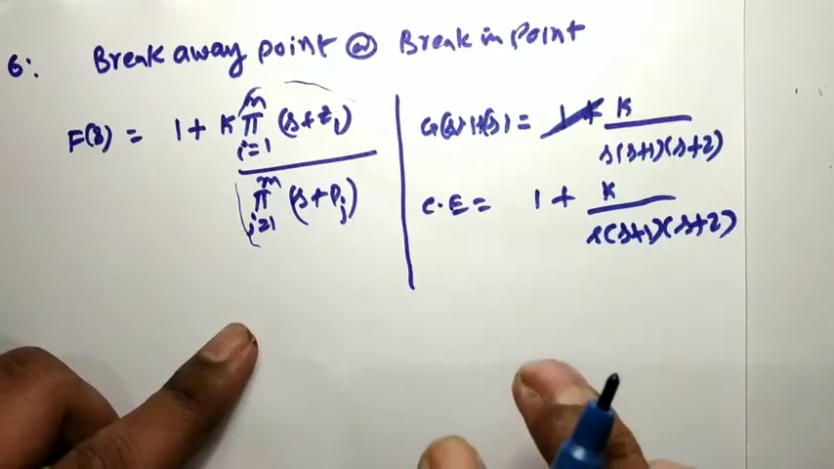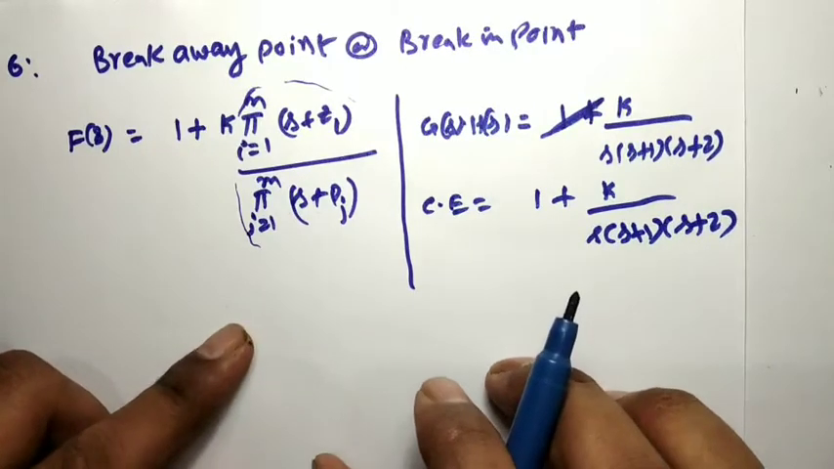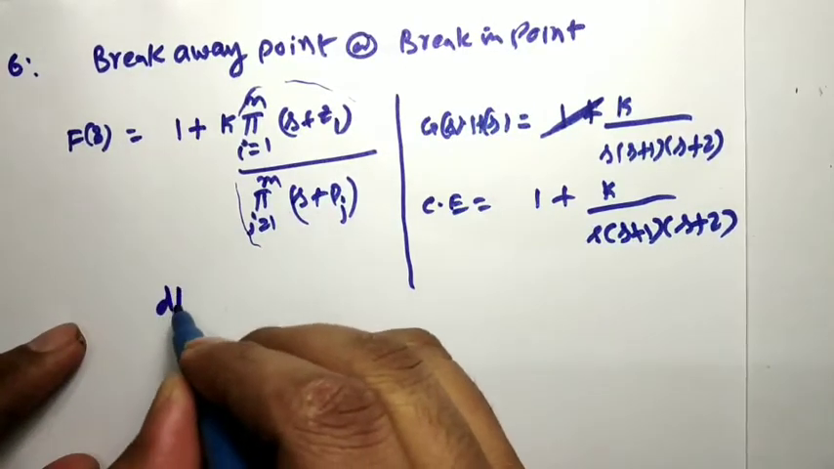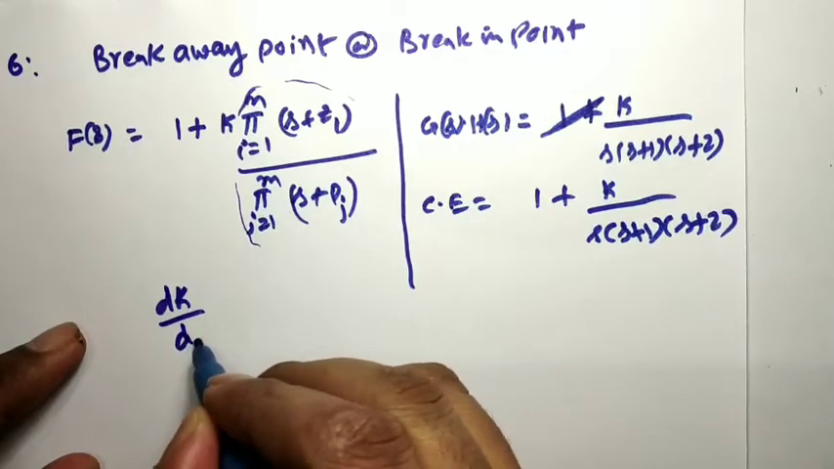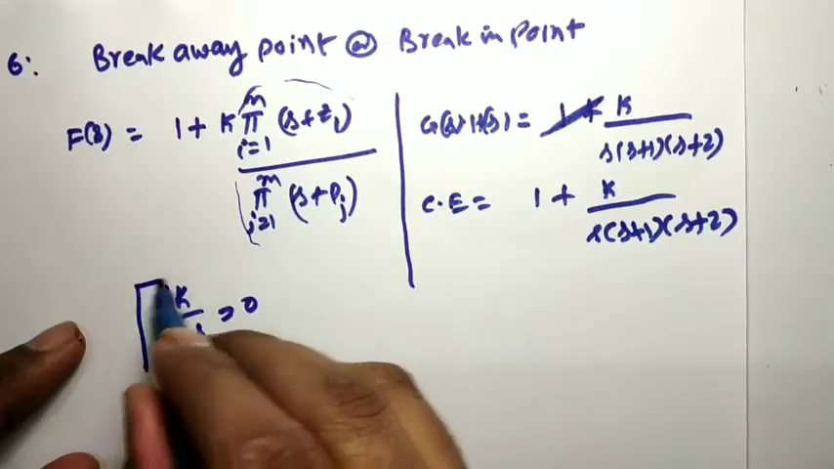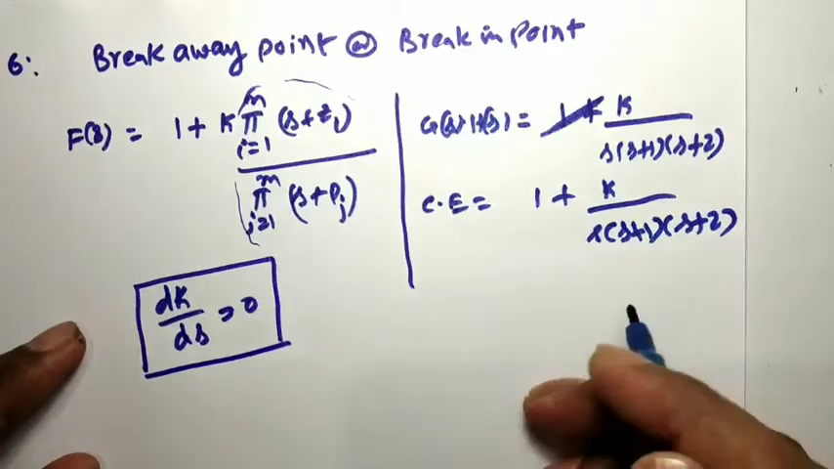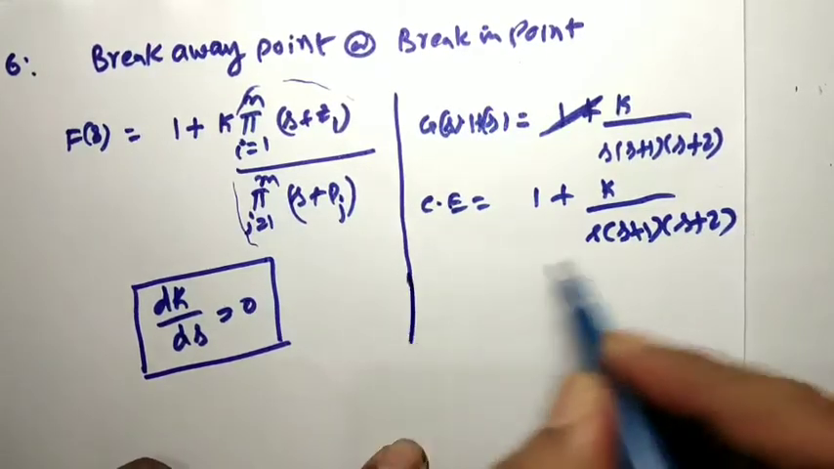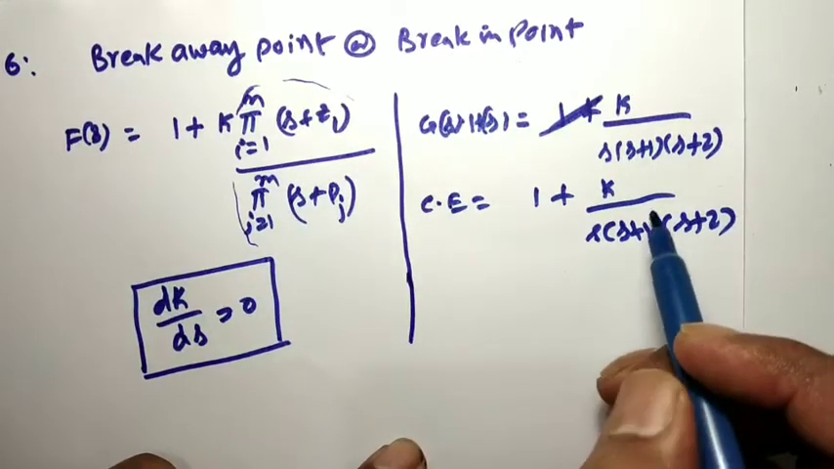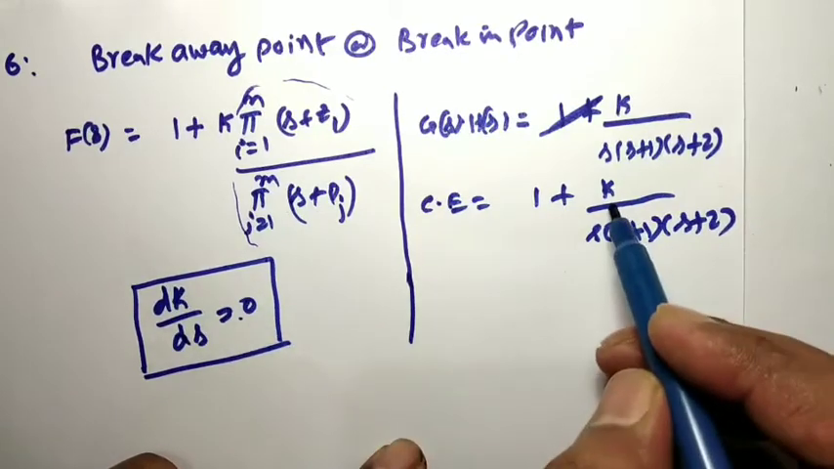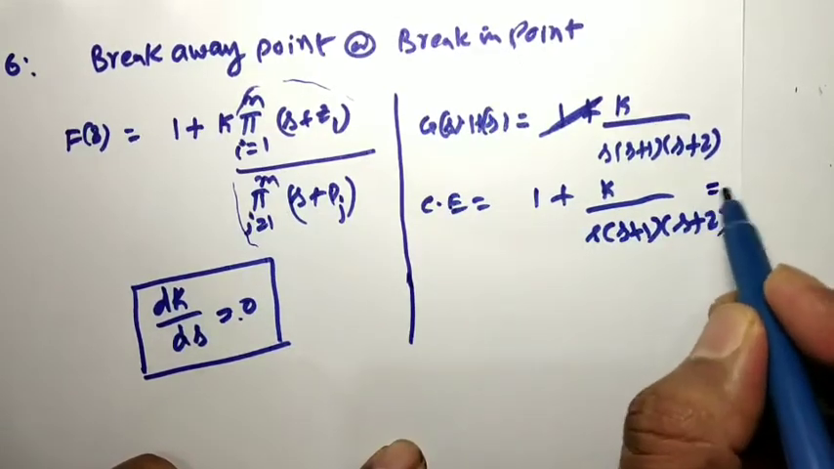To find the characteristic equation, you have to find dk by ds equal to 0. This is the key point. So we are going to find the k value here. You just see that your characteristic equation is equal to 0, so you find the k value here.